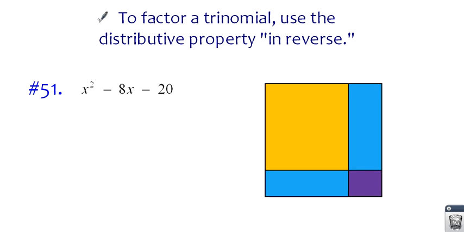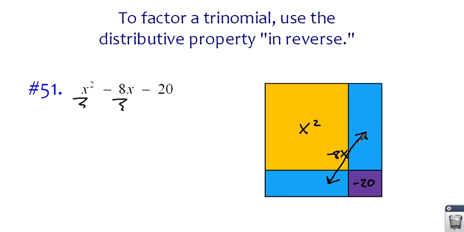To factor a trinomial, you're essentially using the distributive property in reverse. In other words, you do the same things you did when multiplying binomials, but you do them backwards. So rather than knowing the length and width of the rectangle up front, this time we know the area of the components of the rectangle in advance. We have 1x squared. We have negative 8x's altogether between these two blue tiles, and we have negative 20 in the lower right corner. Now it's not clear how to break these up.